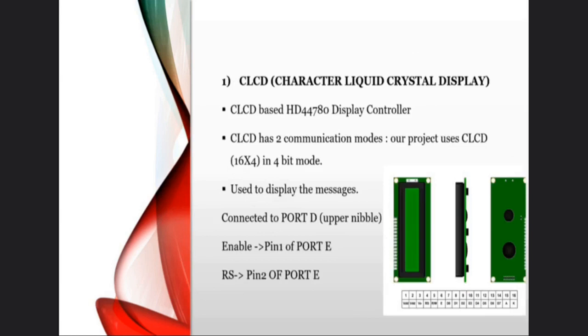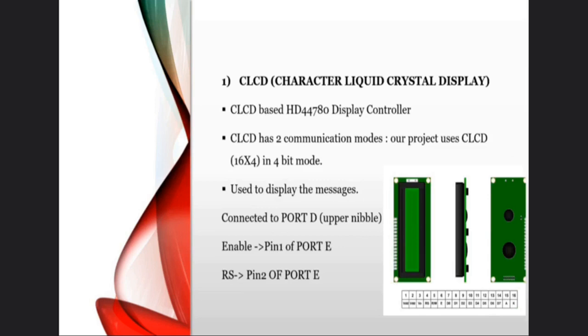The first peripheral we are going to discuss is about CLCD, that is Character Liquid Crystal Display. It is a kind of LCD used to display the messages, most commonly used to display ASCII characters. It has two communication modes, 4-bit mode and 8-bit mode. It has 16 interfacing lines. The information given to CLCD can be both instruction or data.